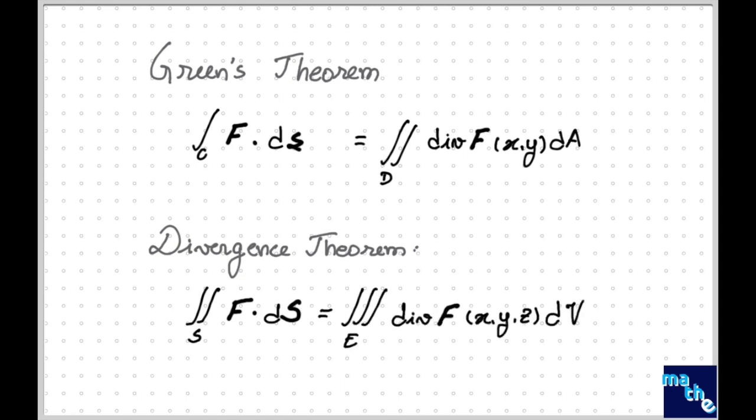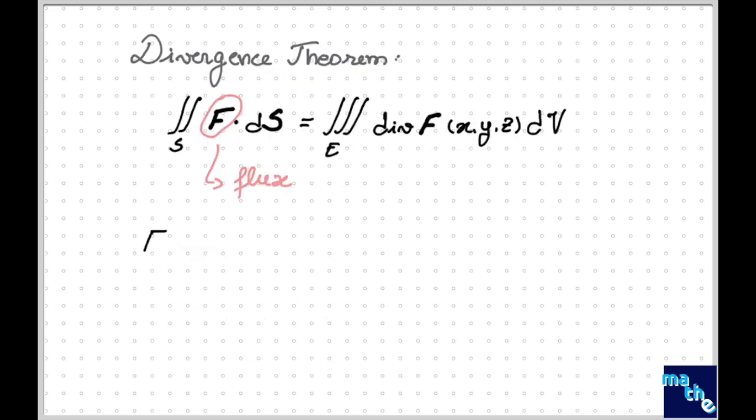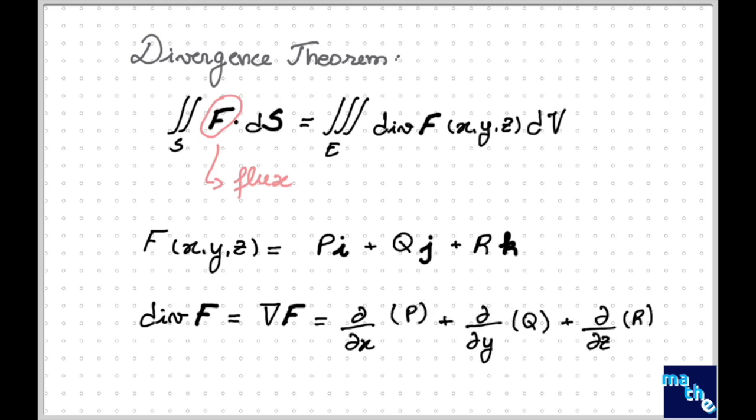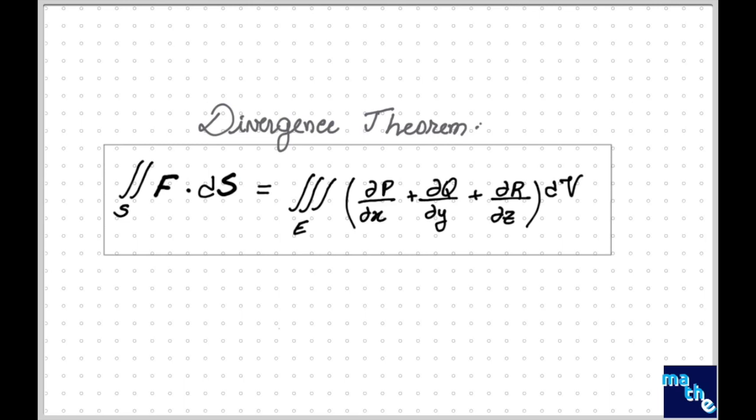When we use Green's theorem, we are working in a two-dimensional region, so the boundary is a curve. However, when we use the divergence theorem, we work with a three-dimensional region, so the boundary is a surface. Let f be defined by Pi + Qj + Rk. To apply the equation above, we need to evaluate the divergence of f, and that can be assessed by adding the partial derivatives of f. This means that we can rewrite the definition of the theorem as such.